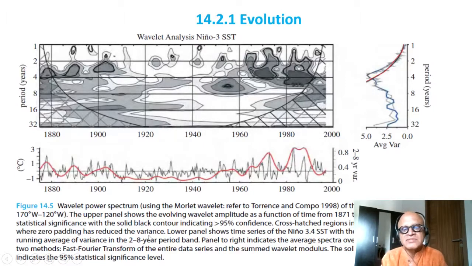The lower panel shows the time series of Niño 3.4 SST with the red contour indicating a 20-year running average of variance in the 2 to 8 year period band. Okay, so the panel to the right indicates the average spectra over the entire period computed by the fast Fourier transform of the entire data set and summed wavelet modulus. The solid curve on the periodogram indicates 95% statistical significance. So this is showing significance.